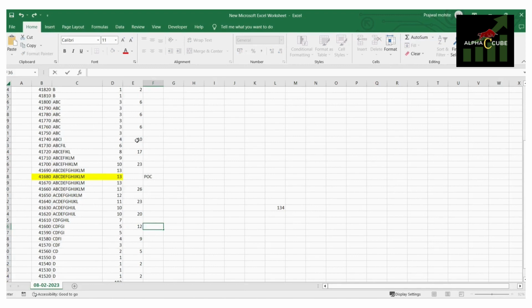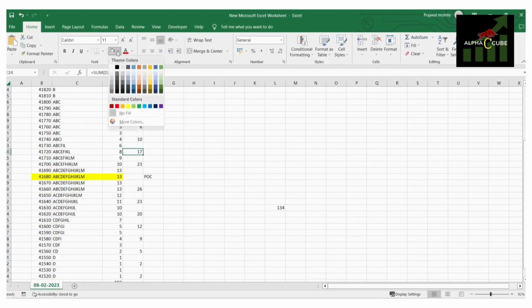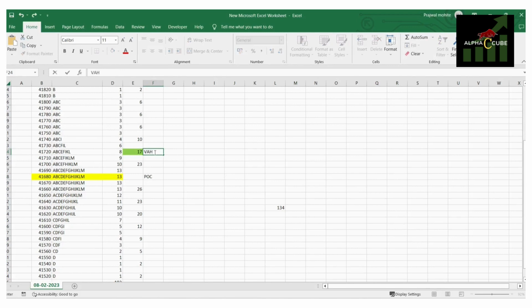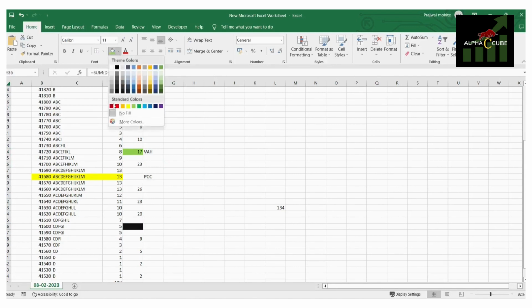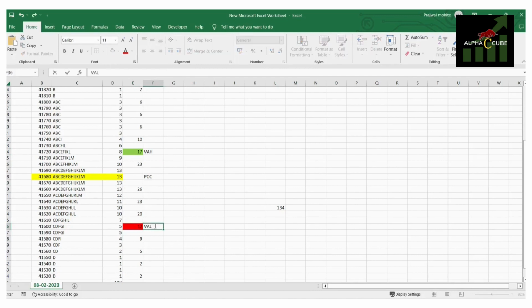So on the upside, the last figure that we counted was 17. So this will be our value area high. So let's mark it in green now. And the last price which we took for the calculation is 12 here. So this will be our value area low. So let's mark it in red, and this will become our value area low.